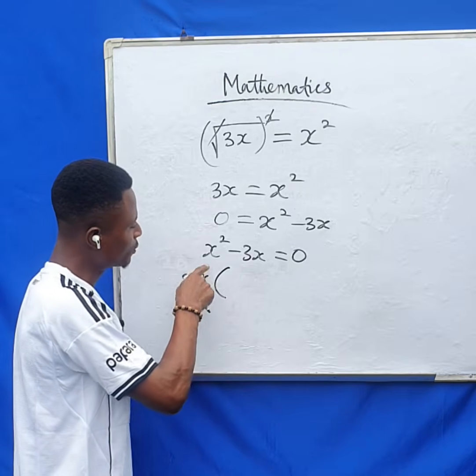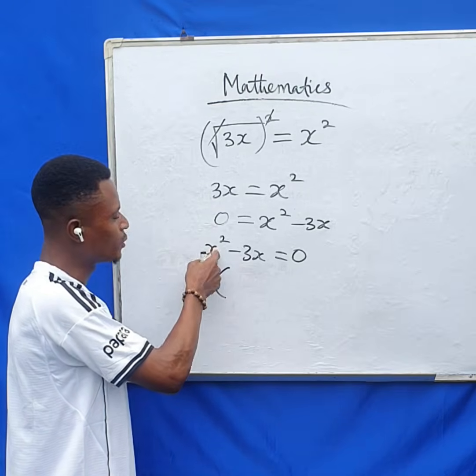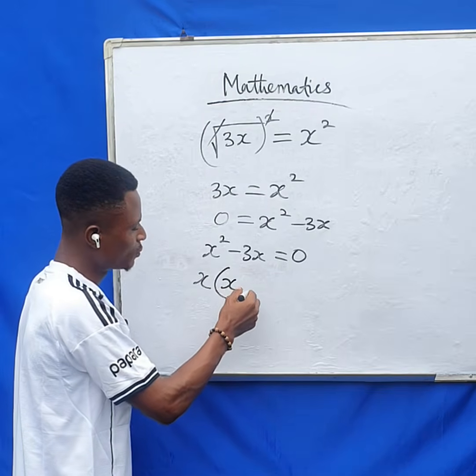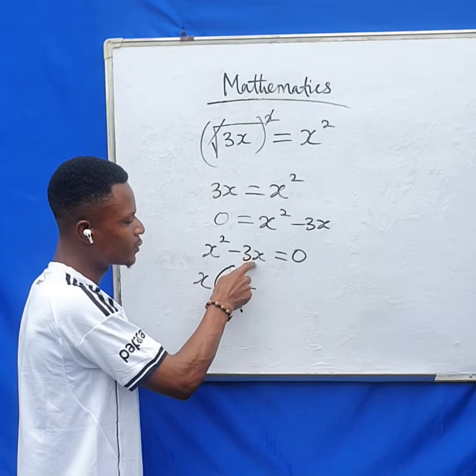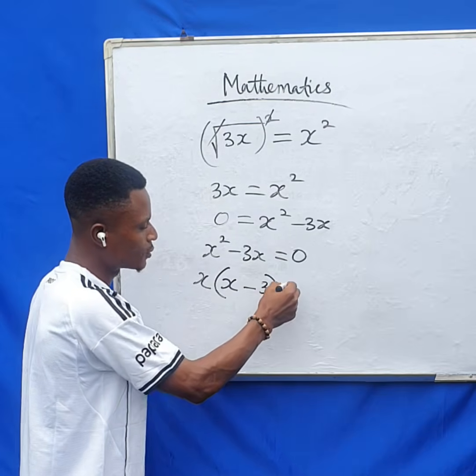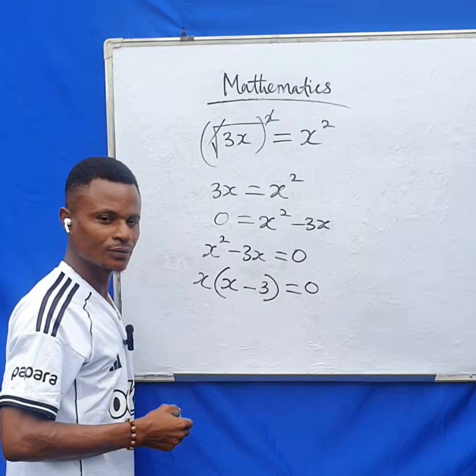After that, we open the bracket. We have double x here, so if we take out one of it, we are going to be left with only x, right? Then put this minus sign. If we take out this x from this 3x, we are going to be left with only 3. Then we close the bracket, equal to 0.